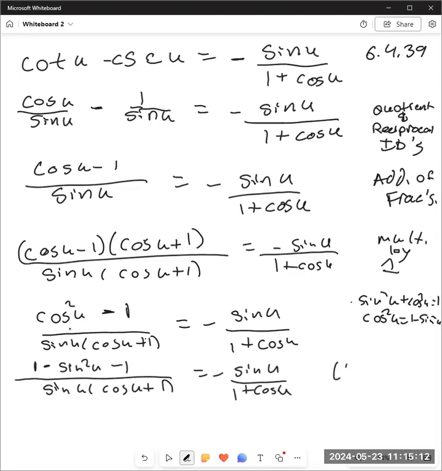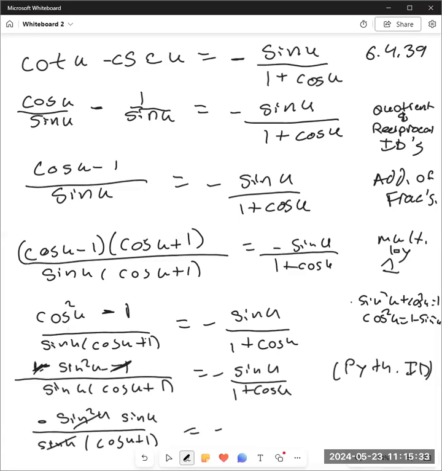So this is our Pythagorean identity here. And then this negative 1 and this positive 1 will zero each other out. I'll be left with a negative sine squared u over sine u times cosine u plus 1. And we'll cancel here. And I'm really done at this point. So that cancellation is my justification for my last step.